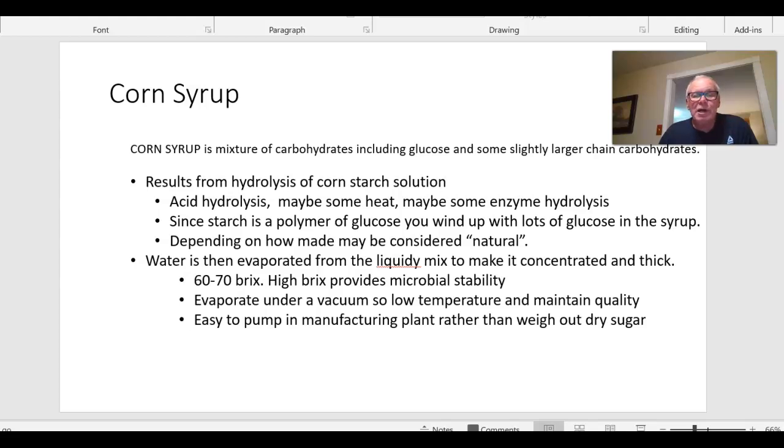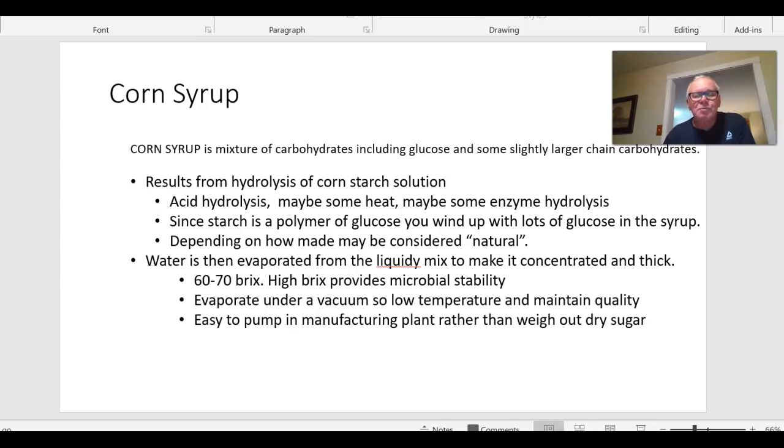In the old days, if you were making a batch of a product, you might add dry sucrose powder to the batch. Well, if you're making big batches, that can become a real pain. So corn syrups are just a nice way to have something that's very sweet and pumpable that you can send over to the blend kettle, rather than opening up bags of dry sucrose, table sugar, and dumping it in. So now you know what corn syrup is.